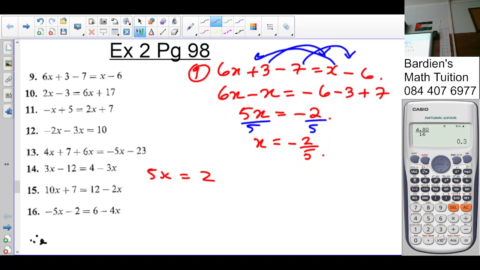So how do we get x on its own? You divide by 5. But you didn't divide the other side by 5. No. Remember, when you're dividing the one side, you must divide the other side as well. Okay.